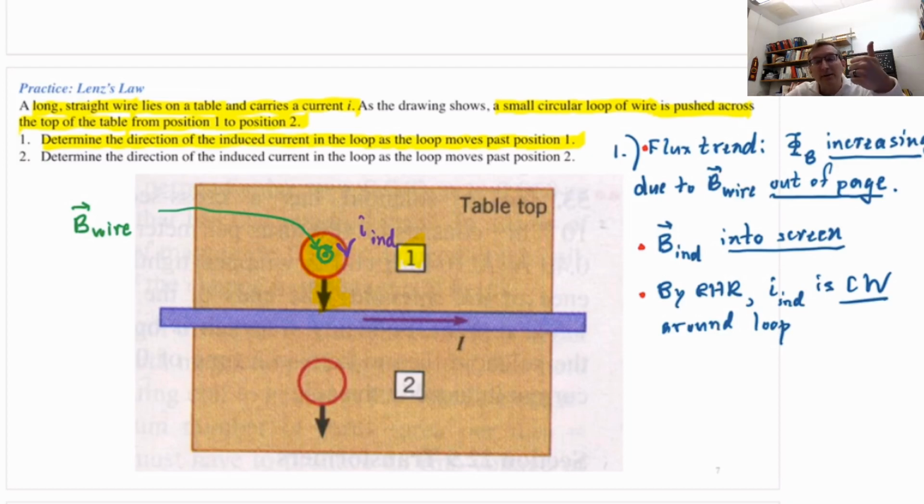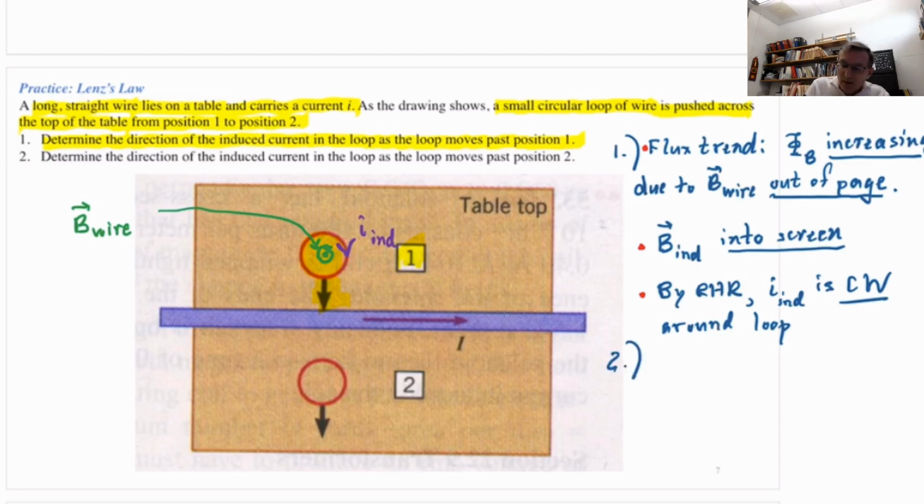Find the flux trend. Use Lenz's law to figure out the direction of the induced magnetic field you would need to try to cancel out that trend. And then just use a right-hand rule to figure out what the direction of the induced current has to be to give you the direction of the induced magnetic field you need. Got to just practice, okay? Practice, practice, practice. Let's do part 2.